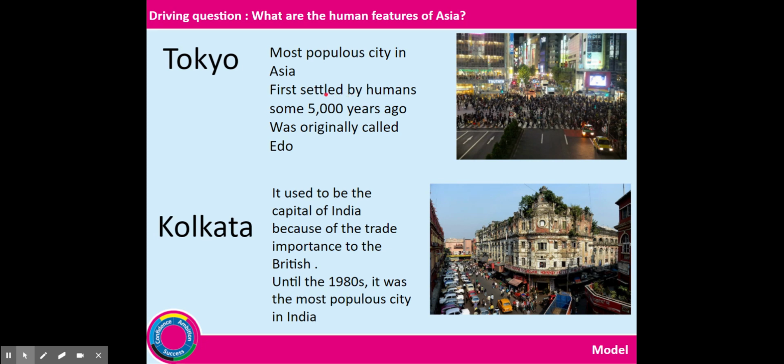Calcutta, another one of the most populous cities in Asia, used to be the capital of India until 1911. And it was the capital because it was a key British port. So it was the main hub of trade for British imperialists during the British occupation of India. And so that's why it was the capital, because a lot of goods flowed through it, and so that's why a lot of people live there, because a lot of goods meant a lot of jobs were there. Until the 1980s, actually, it was the most populous city in India.